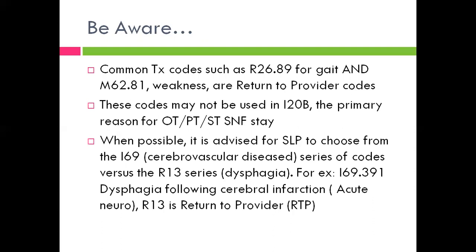When possible, it's advised for speech therapists to choose from the I-69 series of codes versus the R13 series of codes. So for example, I-69.391, dysphagia following a cerebral infarction, maps to an acute neurological clinical category, whereas R13 maps to a return to provider code and therefore is not eligible for reimbursement.